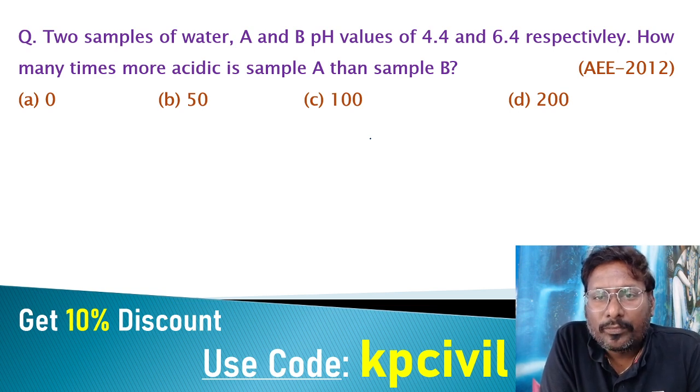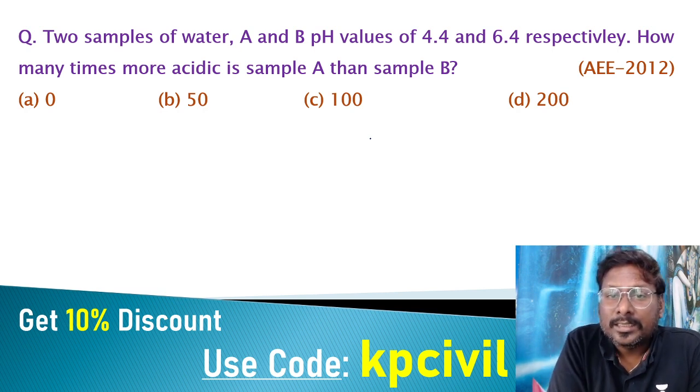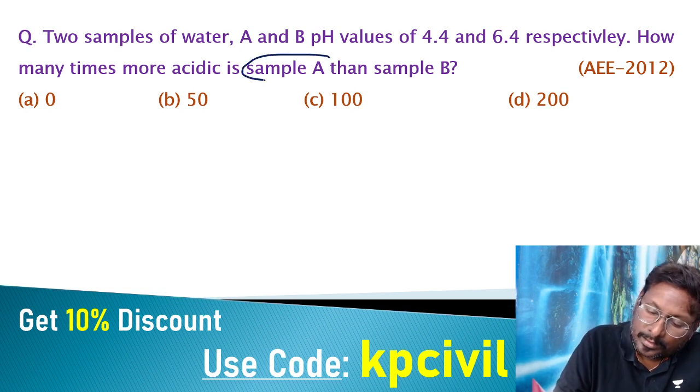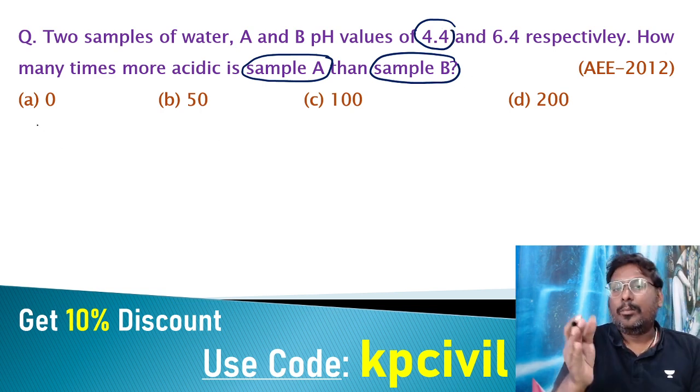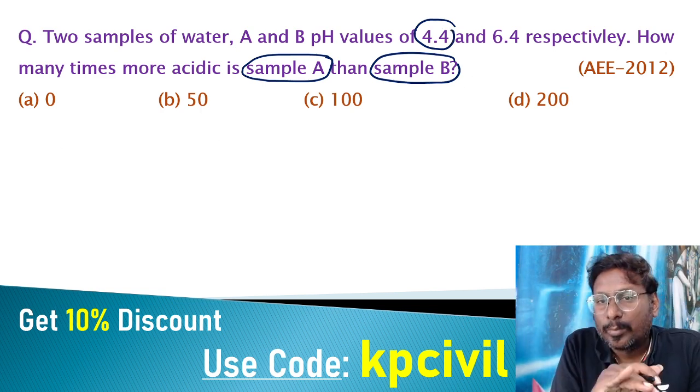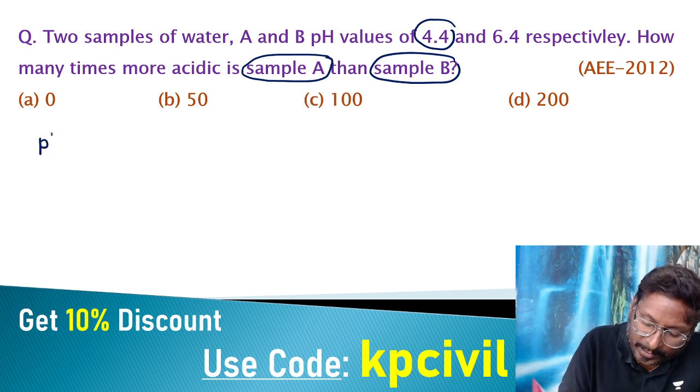Two samples of water, A and B, with pH values 4.4 and 6.4 respectively. How many times more acidic is sample A than B? You know sample A is more acidic than B because of pH. If pH is less, it is more acidic; if pH is more, it is more alkaline.